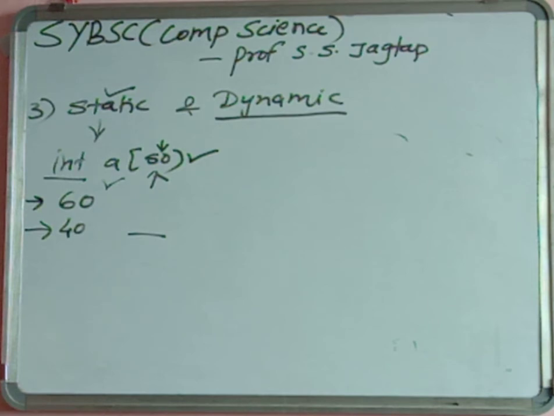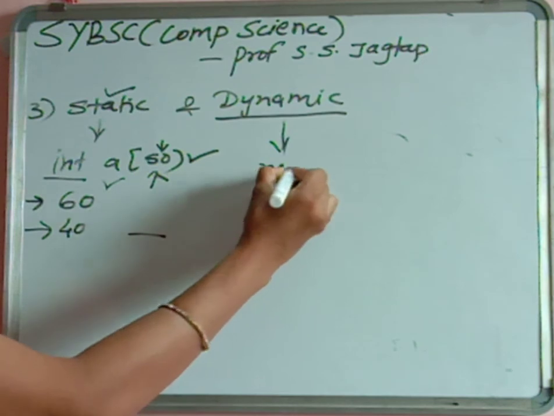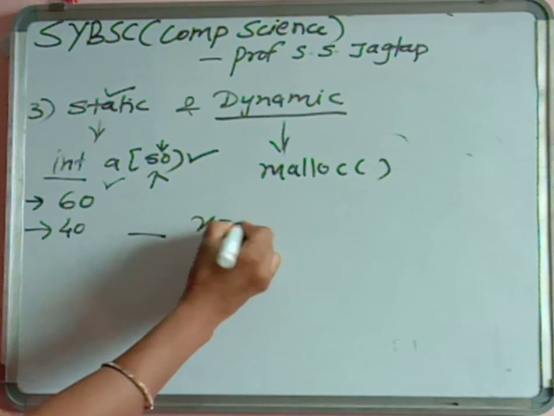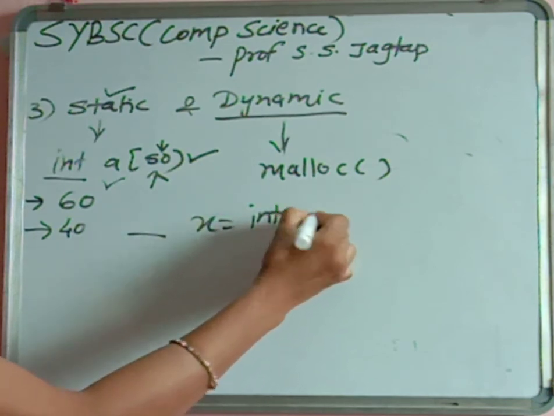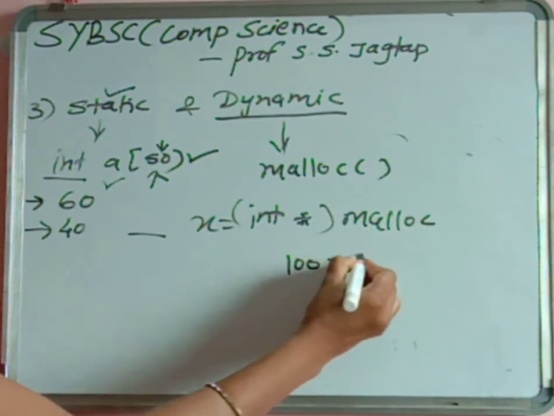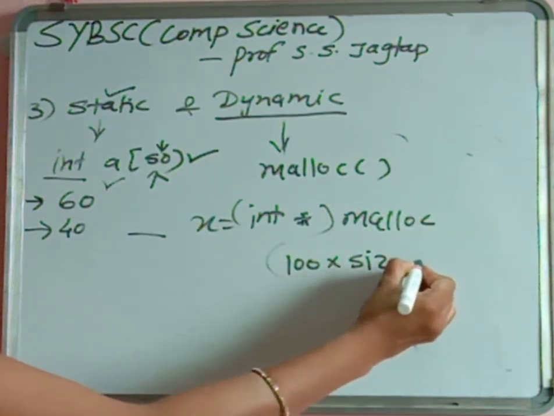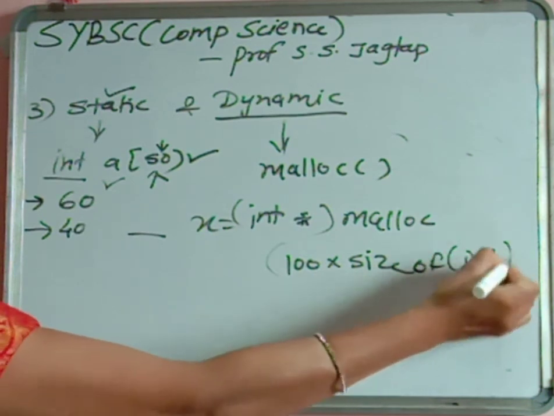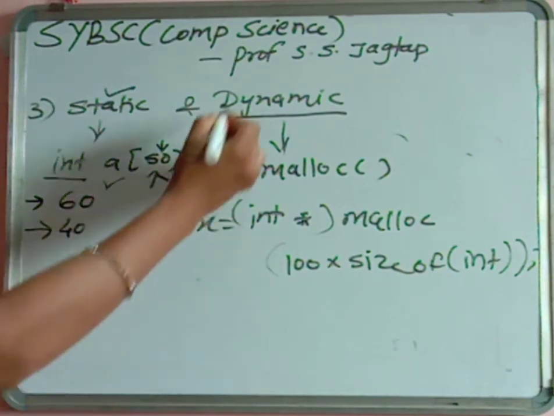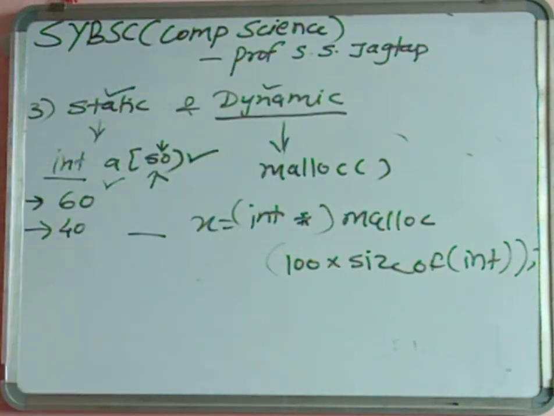Whereas dynamic data structure is nothing but where the memory required by the variable is calculated by using the malloc function. For example, x is equal to int star malloc 100 into size of int and close the bracket. This is the syntax or example of dynamic data structure.